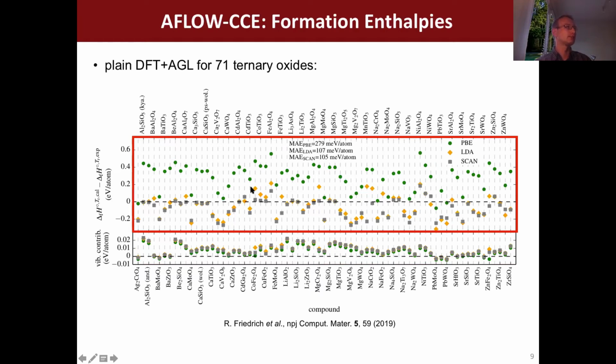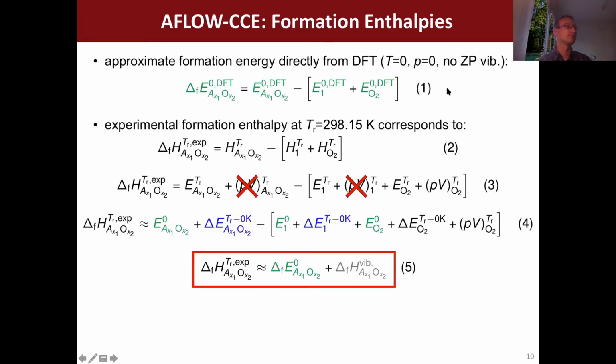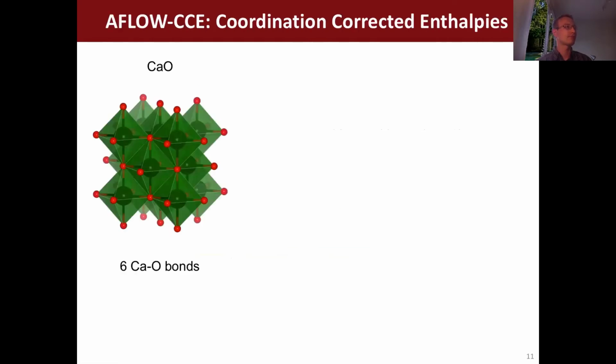So yeah, that's just an outline, and this will also be the test set for our scheme, for the CCE scheme. And what I hopefully could convince you of is that this term that we approximate from DFT, the formation energy part, is what gives us the large errors, and the vibration term is not that important. We can calculate it actually very reliably, but it's not that big, so we can kind of neglect it. And now let's come to how we actually correct these formation enthalpies.